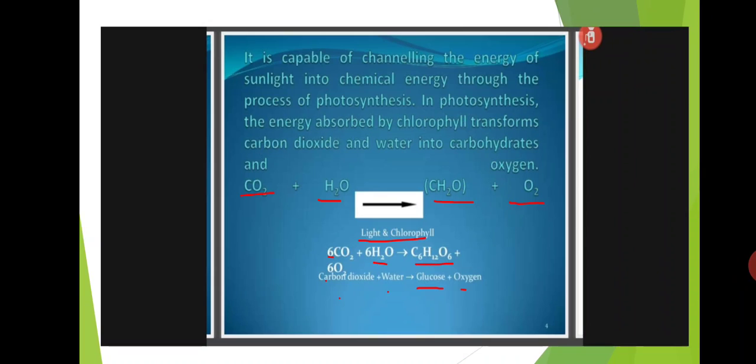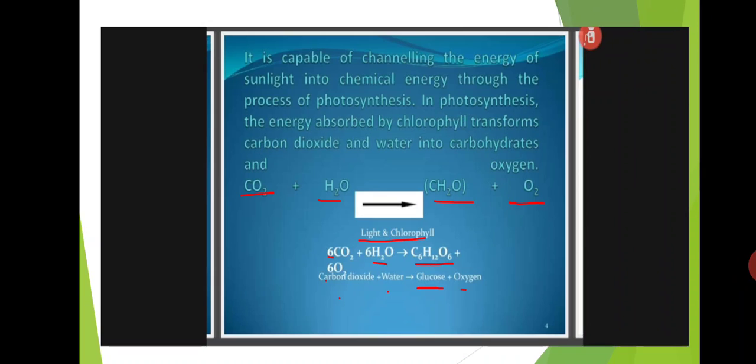In this photosynthesis process, the chlorophyll absorbs the light energy and converts the carbon dioxide and water into glucose and oxygen. Here the reaction is there. What is that reaction? 6CO2 plus 6H2O gives rise to C6H12O6 plus O2. Carbon dioxide plus water gives rise to glucose plus oxygen.